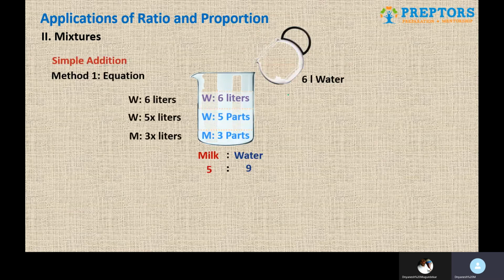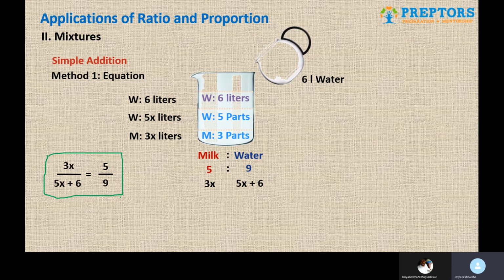Then what we are doing is, to that mixture we are adding 6 liters of pure water. So obviously that 6 liters should be added in the water part only, which is 5x basically, and because of which the new ratio of milk and water becomes 5:9. So once we form the equation, this is how the equation looks: 3x upon 5x plus 6. Why plus 6? Because we are adding water, so that has to be added in the water part itself, and the new ratio becomes 5:9.